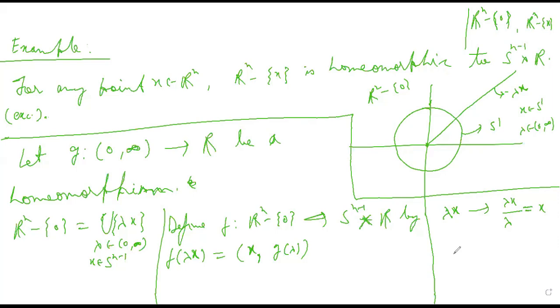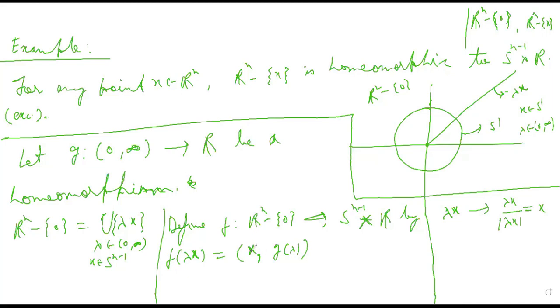So you can see that norm of lambda x is equal to mod lambda, and then norm x, right? But norm x belongs to S^(n-1), so norm x is 1, so it is mod lambda. Lambda is non-negative, it is in zero infinity, and mod lambda is nothing but lambda. So norm lambda x is nothing but lambda. So basically this is the mapping, lambda x going to lambda x upon this, right? See this mapping.